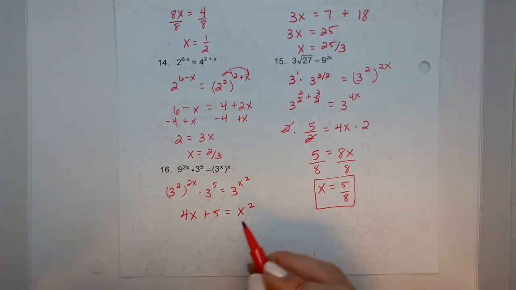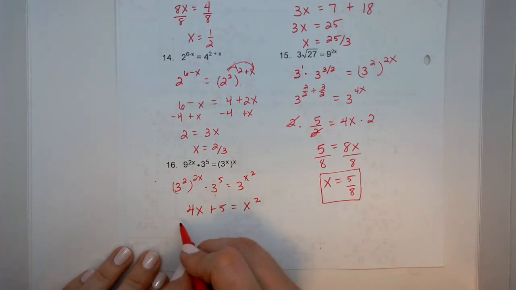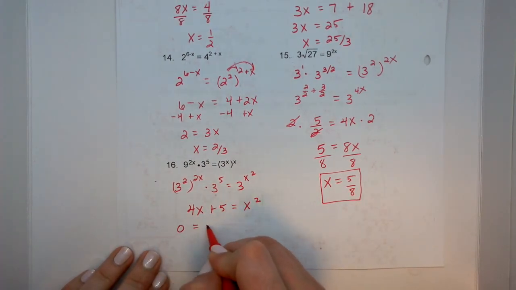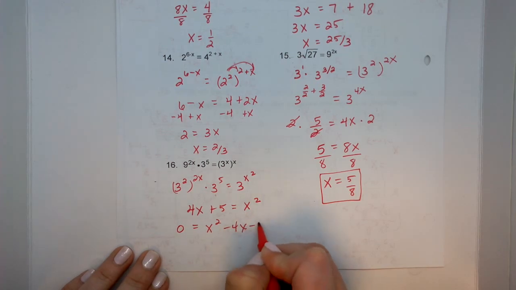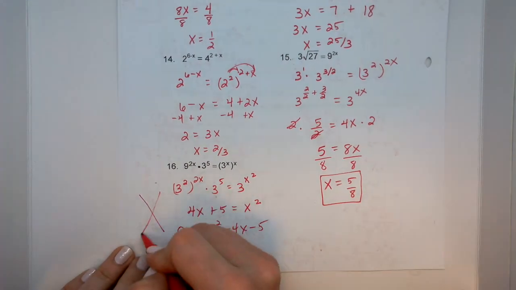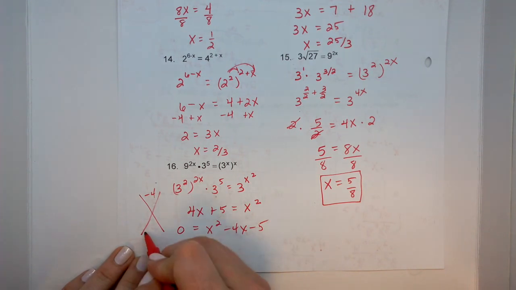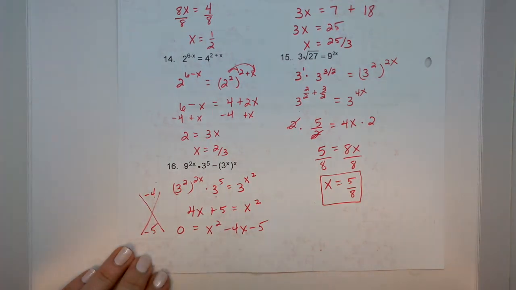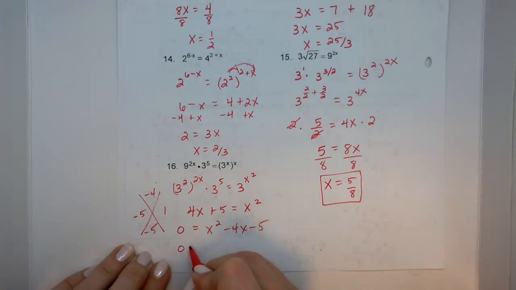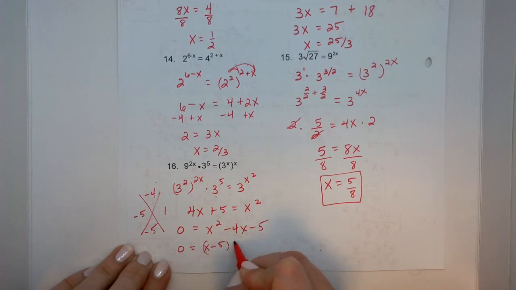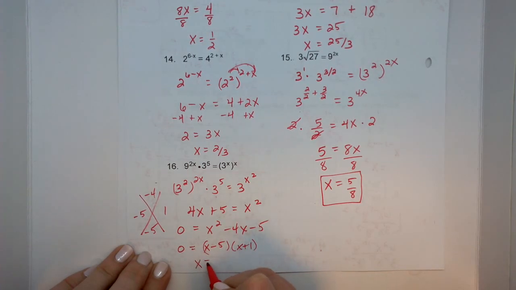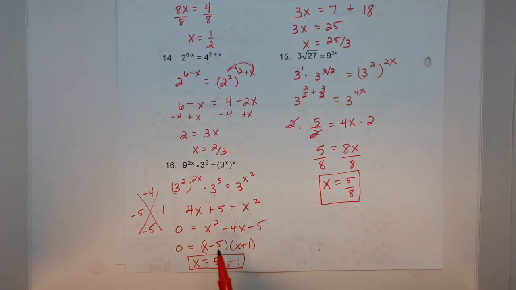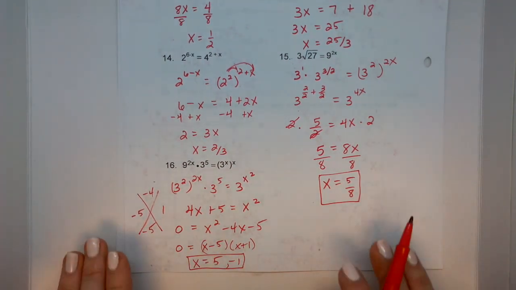I'm going to solve this as a trinomial. So let's move the 4x and the 5 to the other side, so that I have 0 is equal to x squared minus 4x minus 5. And I'm going to factor it. Okay. So negative 5 and positive 1 are going to add to negative 4 and multiply to negative 5. So I have x minus 5, x plus 1, and x is equal to 5 and negative 1. Okay, you set each factor equal to 0 and solve for x.